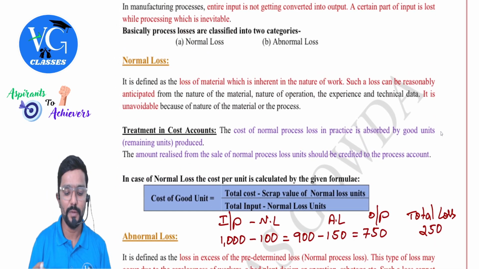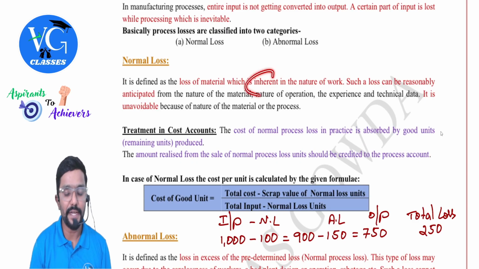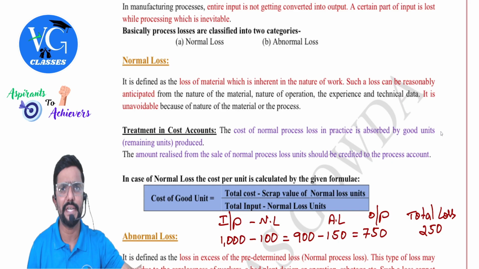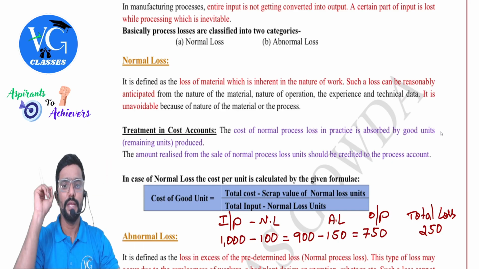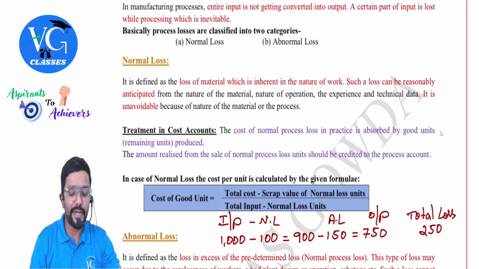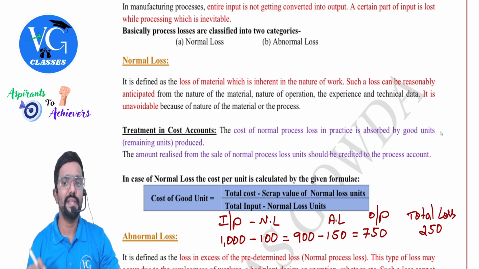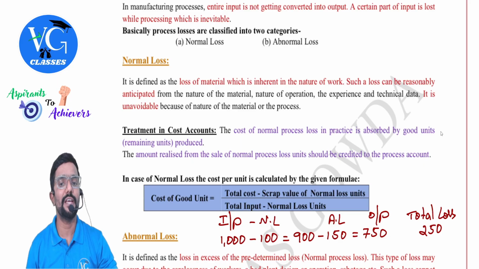Yes. Let me read for normal loss. It is defined as the loss of material which is inherent. Inherent means I cannot avoid it, sir. It is bound to happen in the nature of work. Such a loss can be reasonably anticipated from the nature of the material, nature of operation, the experience and technical data. It is unavoidable because of the nature of material or the process.